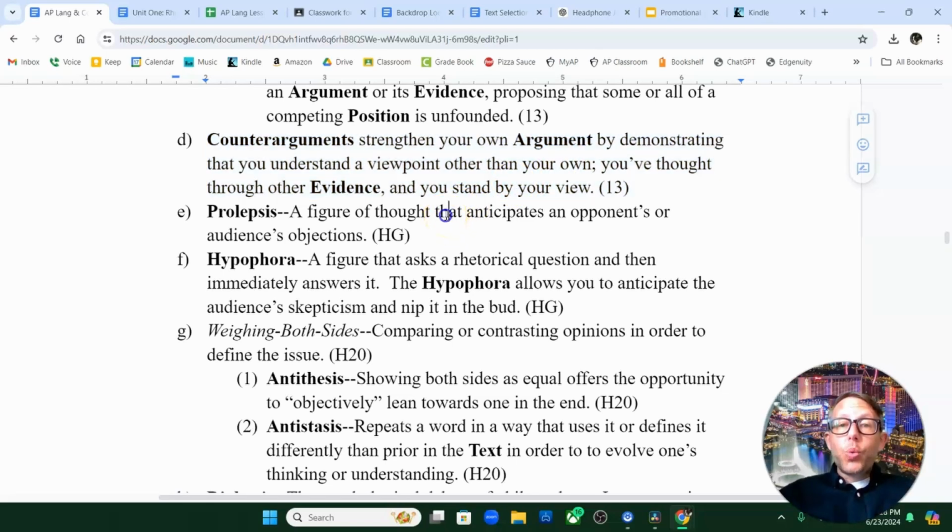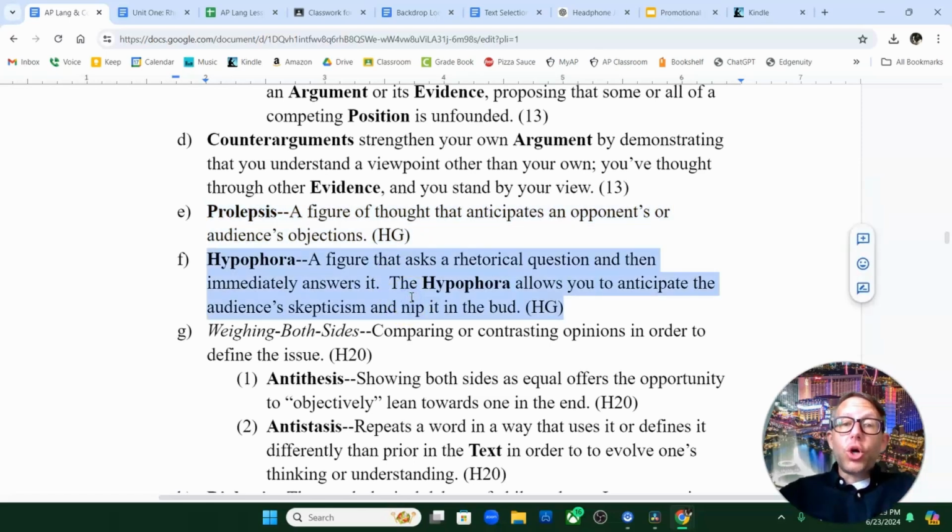Some of the things that we do when we're doing counter arguments, first one, and this is us getting into some of that old Latin terminology that is really integral to rhetoric and the study and demonstration of rhetoric. We start off here with prolepsis, a figure of thought that anticipates an opponent's or audience's objections. So you might write in an essay, my opponents will tell you that blah, blah, blah. However, yada, yada, yada. That's what we're talking about when we're talking about prolepsis in those cases.